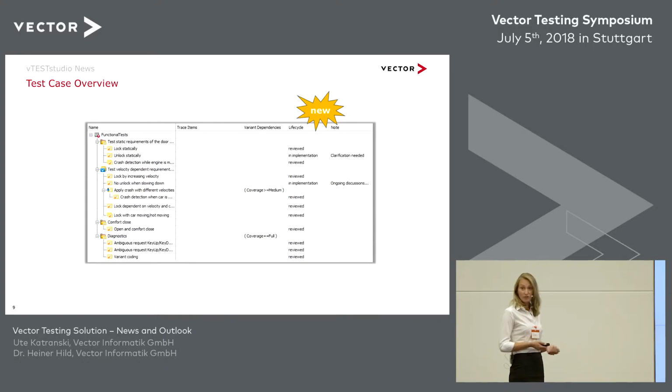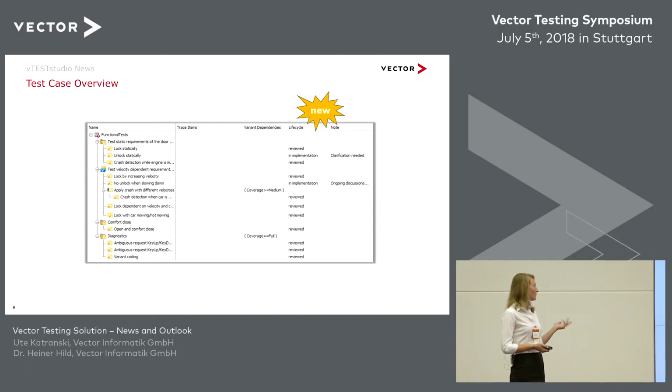which gives you an overview of all the test cases implemented in the test unit, both as a table or also graphically, with the appropriate overview, for example, on variant dependencies or the attribute values. The attribute values can be changed by you. Also, they can be set for many test cases simultaneously. You can filter accordingly and so on and so forth.